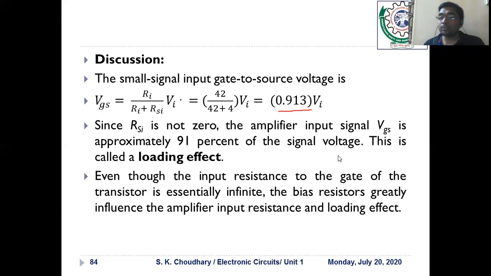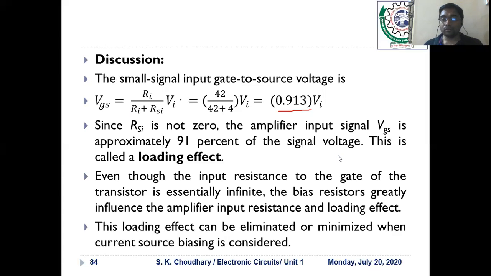Even though the input resistance of the gate of the transistor is nearly infinite, the bias resistances greatly influence the amplifier input resistance and the loading effect. So because of this, your input voltage is decreased by 10%. And if your input voltage is decreased by 10%, this effect would be applied to the output voltage also. And because of this loading effect, the overall voltage gain would be decreased.